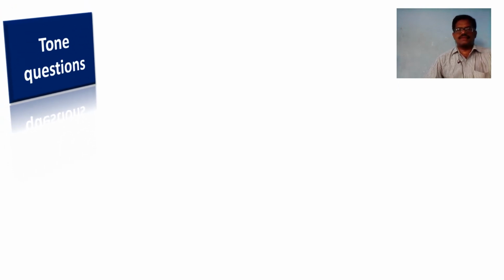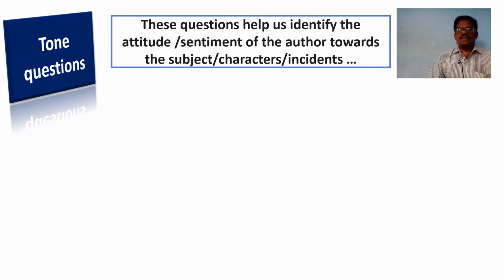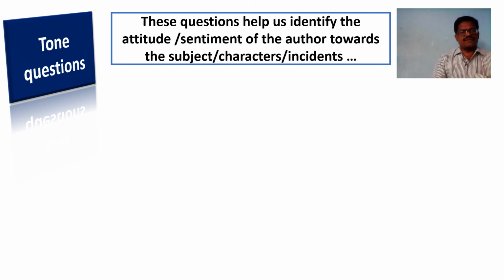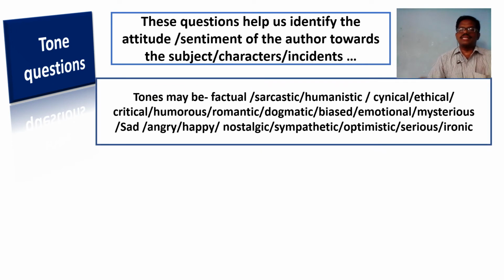Well, now another set of questions: tone questions. Here, these questions help us identify the attitude or sentiment of the author towards the subject matter, characters or incidents. These tones may be factual. For example, if the passage is full of information and facts, then the passage is said to be in factual tone. Like that, sarcastic, humanistic, cynical, and ethical. If some ethical values are there in the passage, we can say that the passage is in ethical tone.